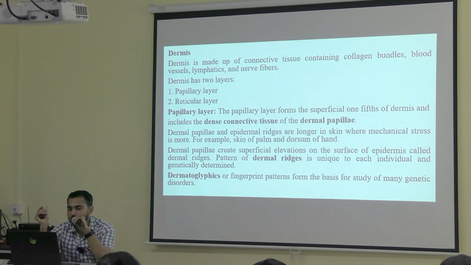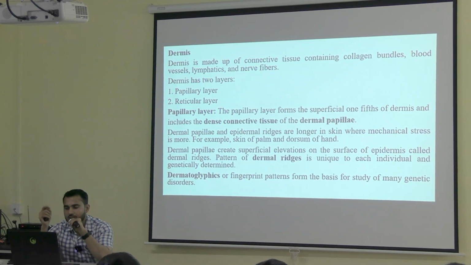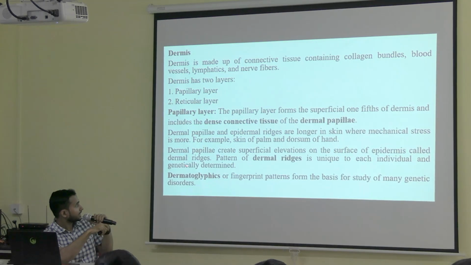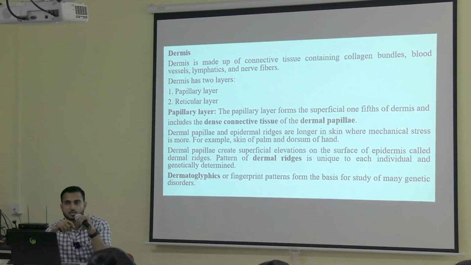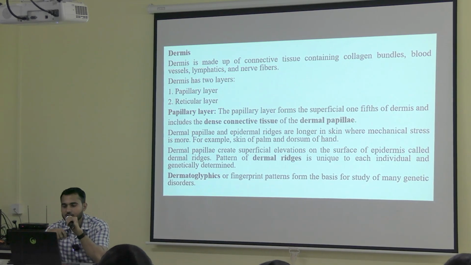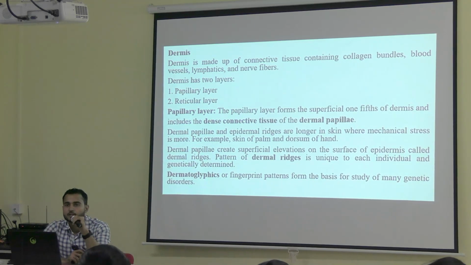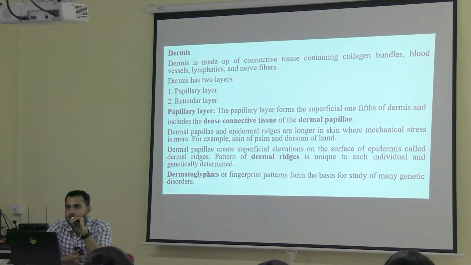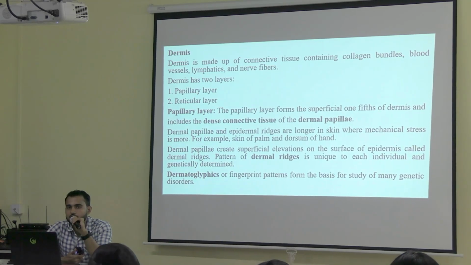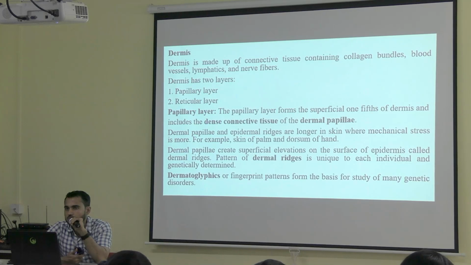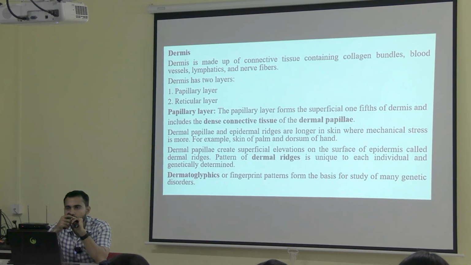Okay, so the pattern of dermal ridges. The pattern of dermal ridges is unique in each individual, and they are genetically determined. The study of those ridges is called dermatoglyphics, or also called fingerprint study. Four types of fingerprints are there: loop, whorl, composite, and arch, which we will study in forensic medicine next year.